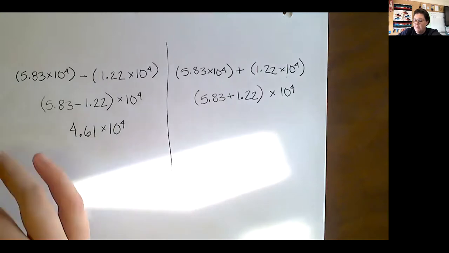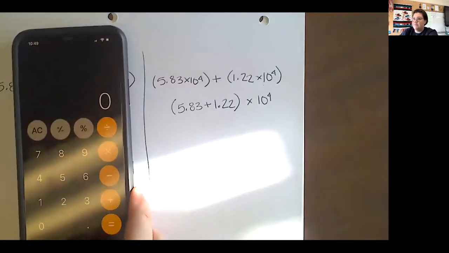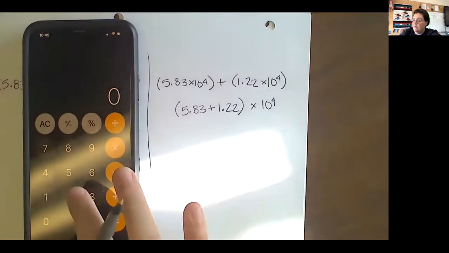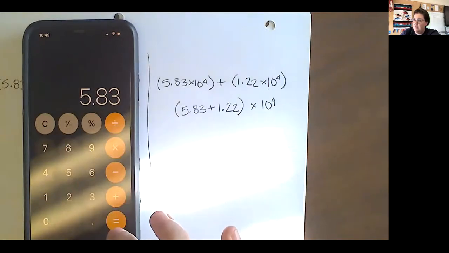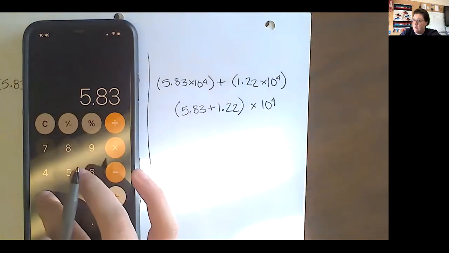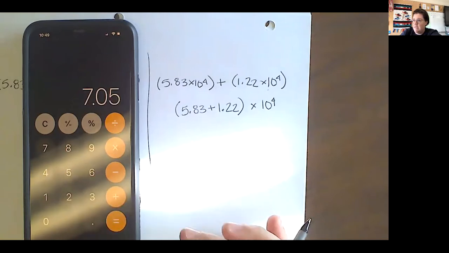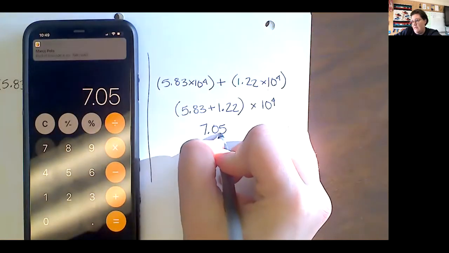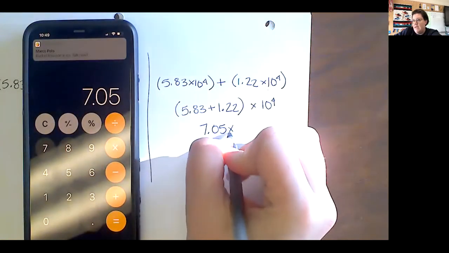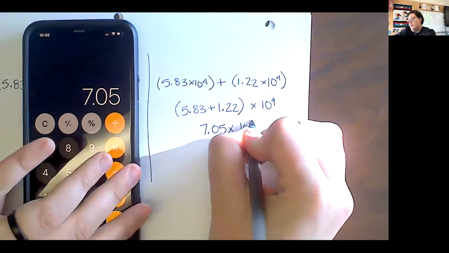Okay, so if I was doing that, sorry, my phone wants my Face ID. If I was doing that, I would do 5.83 plus 1.22 equals 7.05. So I've got 7.05 times 10 to the fourth. Okay.